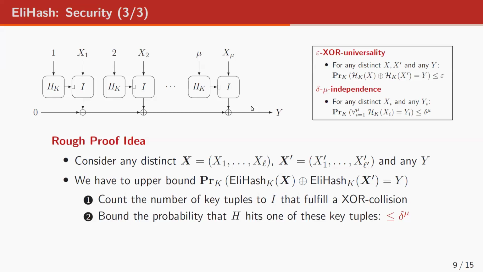So we count all these key tuples. Then the probability that the hash function h hits one of these key tuples is at most delta to the power mu because of this delta independence. You have the inputs, you have the outputs, delta to the power mu. Then we still have to bound the number of possible key tuples. And with a bit of work, we find that this is at most the key space to the power mu times epsilon. Then you combine everything and you get our bound. You just multiply these two terms.